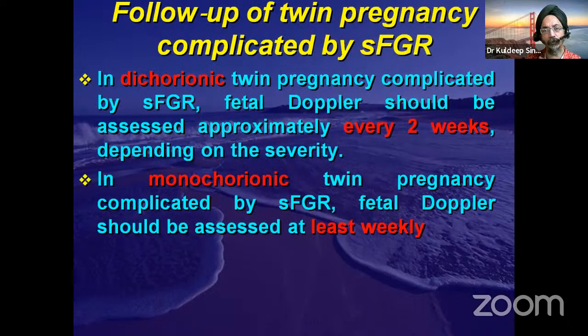Now, in terms of follow-up of twin pregnancies, how are you doing it? In dichorionic, if you're looking at a selective FGR, the fetal Doppler has to be assessed almost every 2 weeks, but again, depending on the severity. In monochorionic, Doppler has to be done at least weekly. But the moment we're looking at that there's other problem coming up as well, this is when we're looking at positive flow in diastole in the umbilical artery.